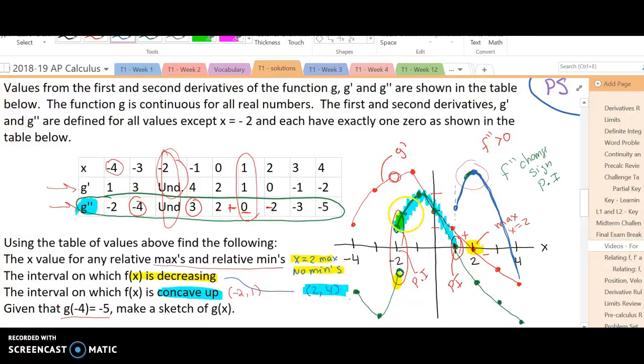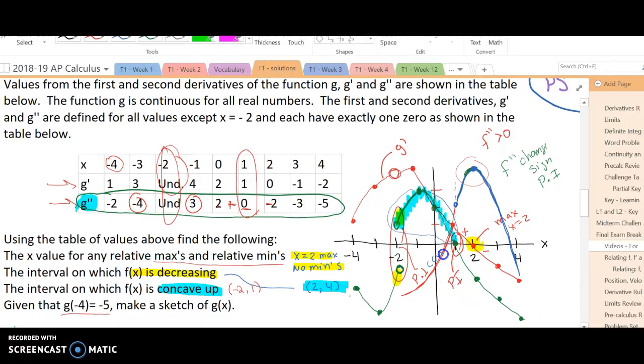When my second derivative is above the x-axis, I'm concave up. I'll draw concave up in red. I'm going to be concave up this entire time. So I'm concave up the entire time the second derivative is greater than 0. And right at -2, I'm undefined, which means I'll have a point of inflection because my second derivative changes from positive to negative.